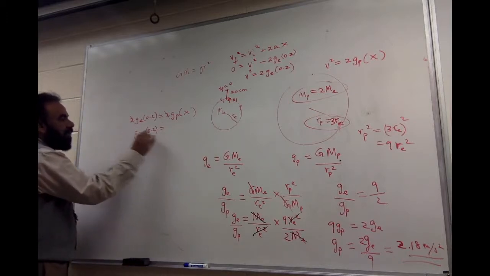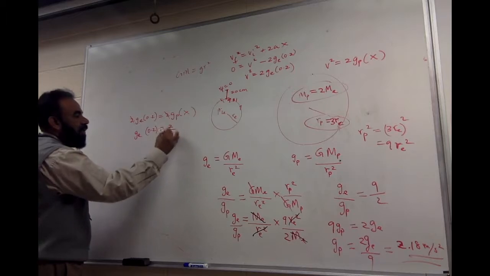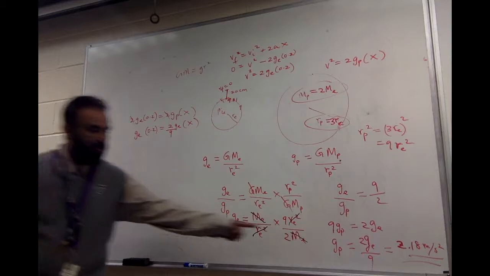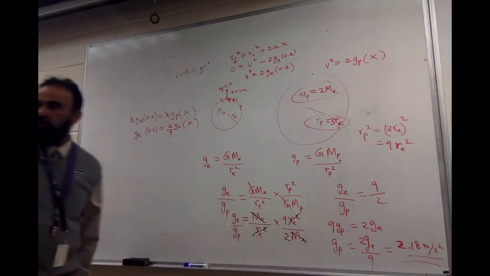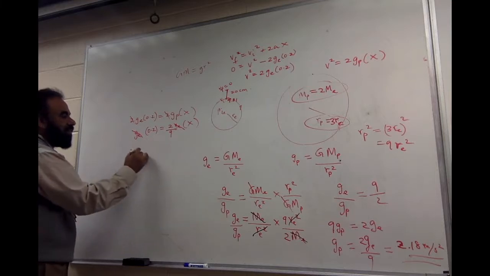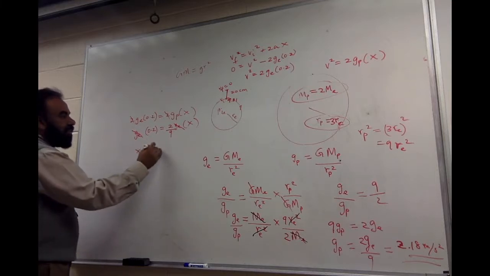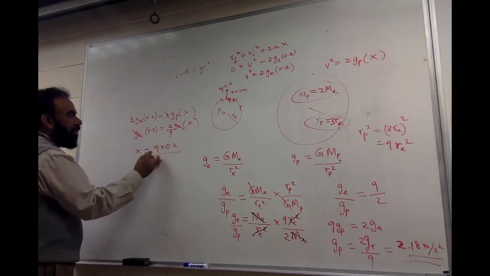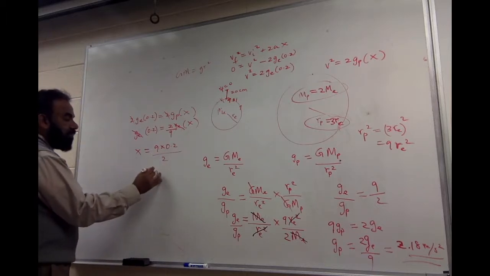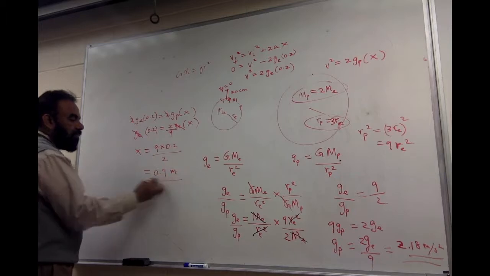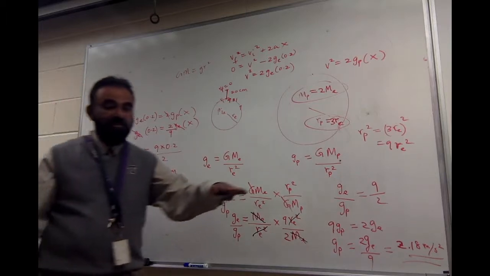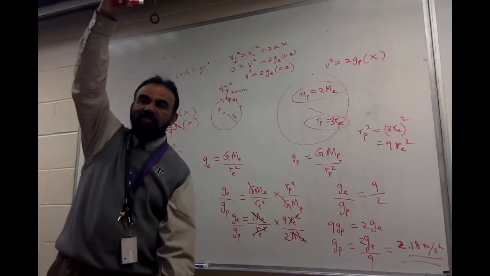This is GE, and that is 2 over 9 GE and x, because we have 2 over 9 GE as the GP. So GE cancels. You have just a bunch of numbers to tackle. So it's 9 times 0.2 divided by 2. And the answer is 0.9 meters, 90 centimeters, which is that much on the planet.